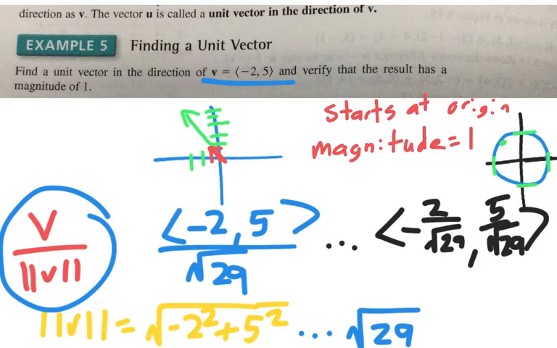So this is a unit vector. It's my original vector divided by its magnitude. That ensures I keep the same direction. I've just changed the length, or the magnitude. What you can do if you want to test it, if you take this number and square it and add this number squared, guess what you'll get?